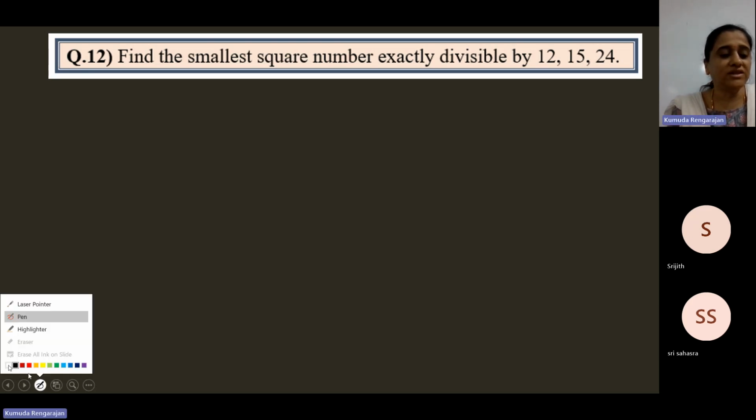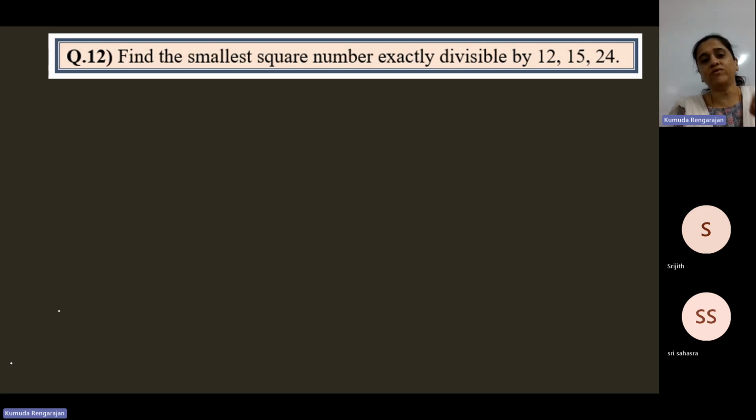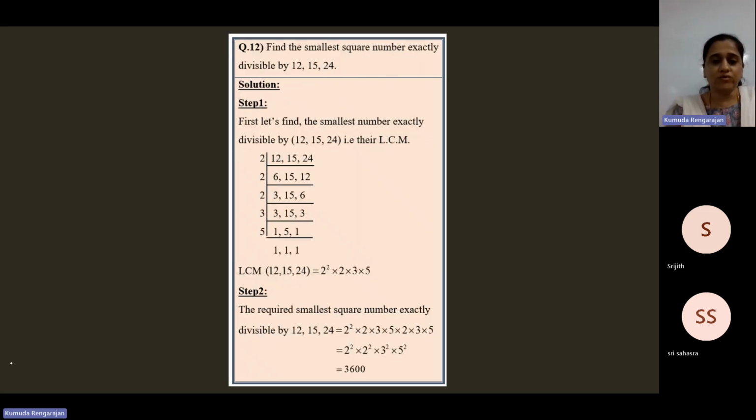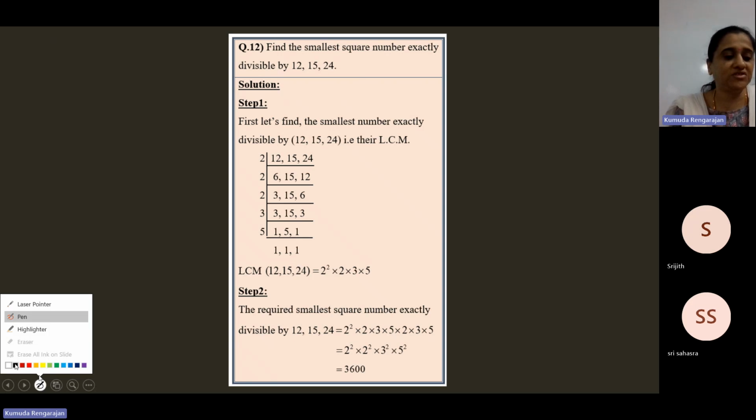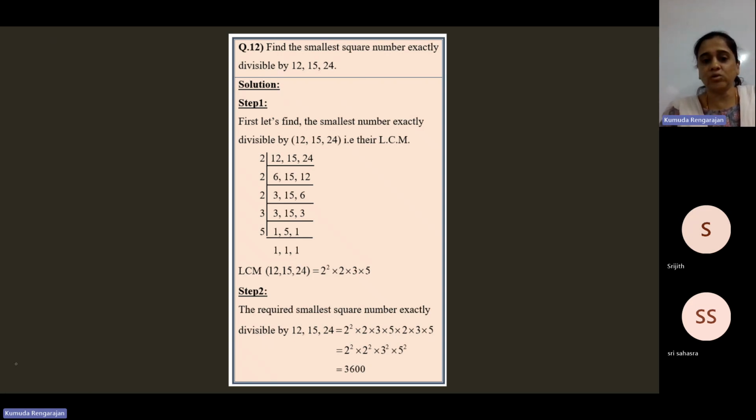I just want you to understand the question. If you have to find the smallest number, it is the LCM. But here you'll have to find the smallest square number. So for that, you'll have to first find the LCM of these three numbers. Okay, so that you know how to do. LCM you know how to find.